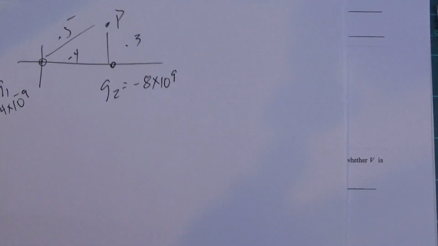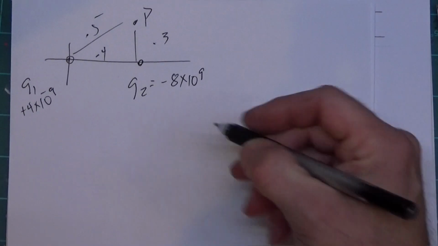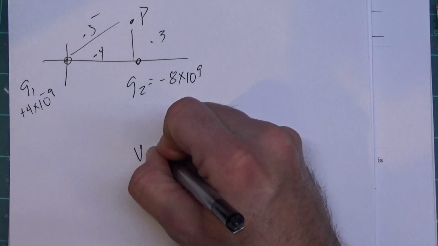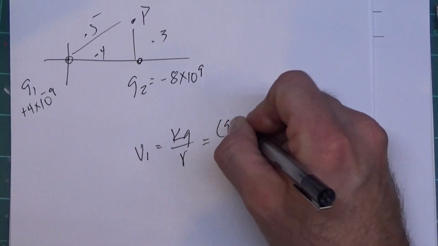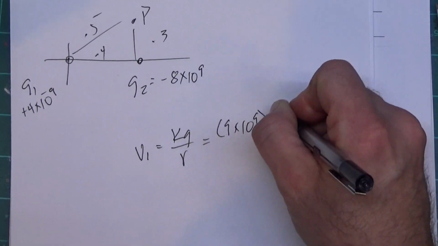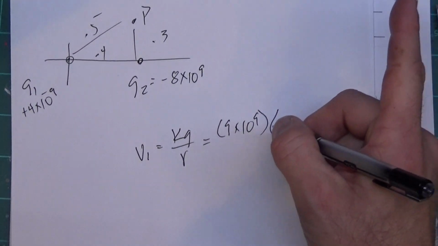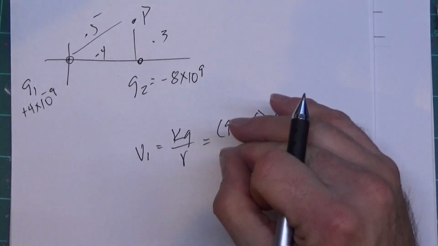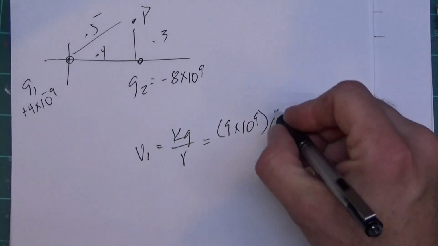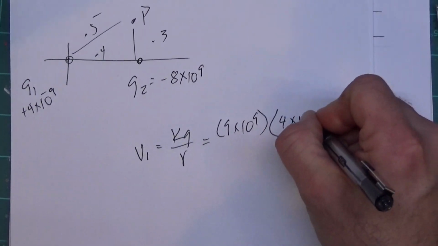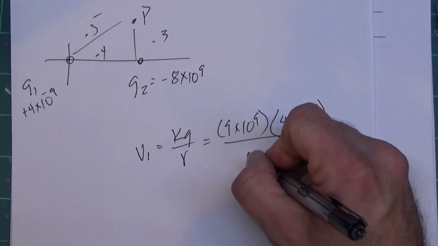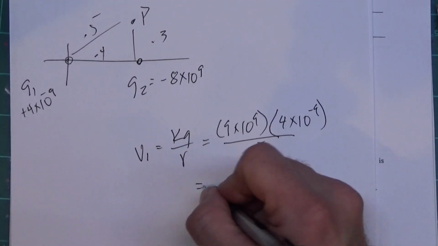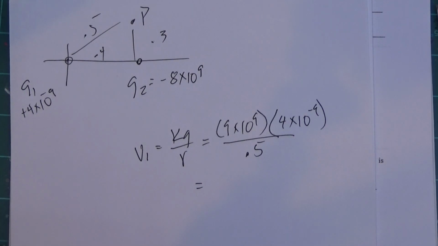Now finding electric potential is different. It's not vectors. So I could just find V1, which is kQ over r, or 9 times 10 to the 9th times Q. Now since we're dealing with scalars, we don't have absolute values on this. So if it's positive, I'm going to leave the charge positive. If it's negative, I'm going to leave the charge negative. And we're not squaring the bottom. That's one of the big differences here.